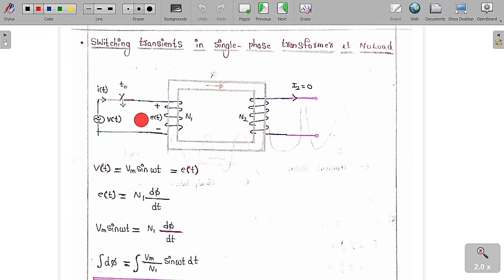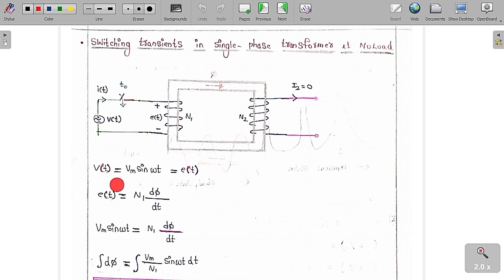Here I am going to give a supply voltage of v(t). I am going to assume that I close the switch at a certain time t0. Whenever I close this switch, current is going to pass. If I curl my right hand fingers in the direction of the current, the thumb indicates the direction of the flux in this core. Even though we are not keeping any load, a small amount of current is still drawn by the transformer. That is called the no load current. It is nearly 1% of the full rated current.